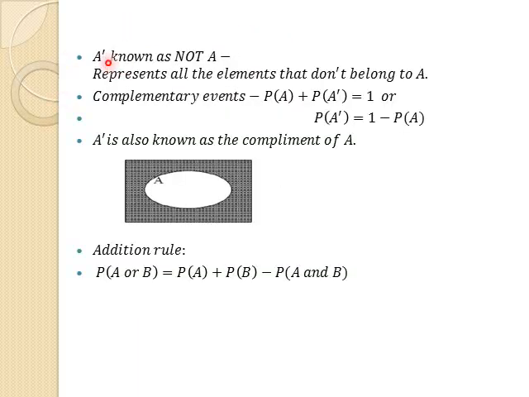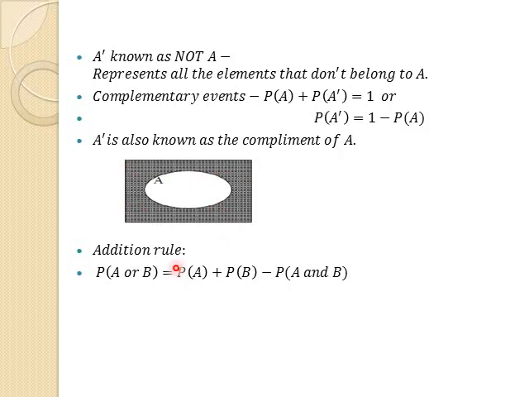Now, not A, or A prime, represents all the elements that don't belong to A. So if we look at what we call complementary events, probability of A plus the probability of not A must always equal 1 or 100%. So I can say in short the probability of not A, if I take probability of A across, would become 1 minus probability A. Not A is also known as the complement of A, which is that black part there.